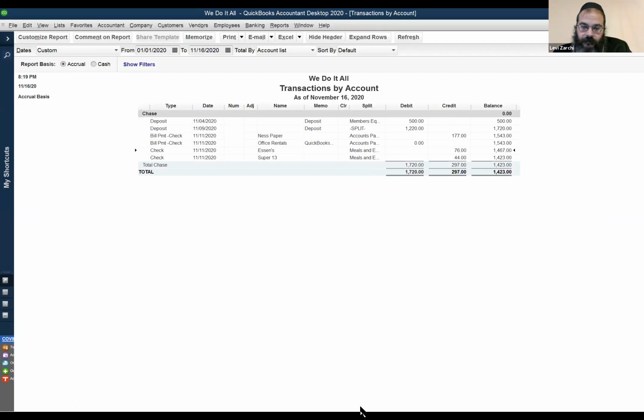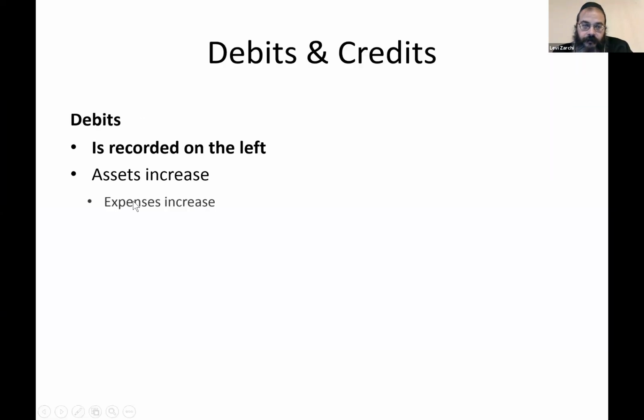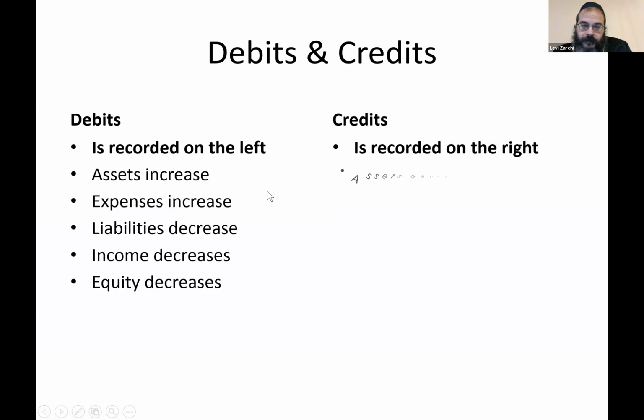And as we take money out, we took out 177, we took out 76, the bank account balance is dropping. That is consistent with what we said over here, that if we go to the right side, assets are decreasing.